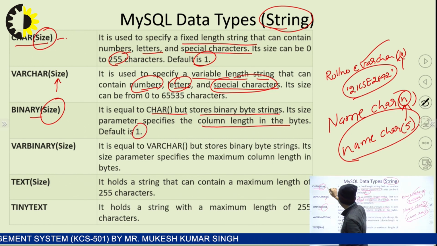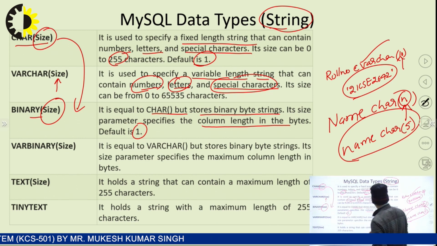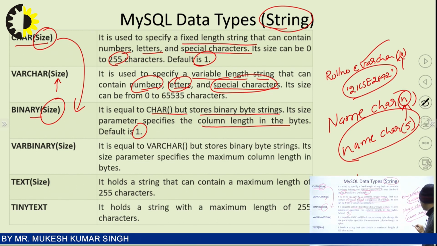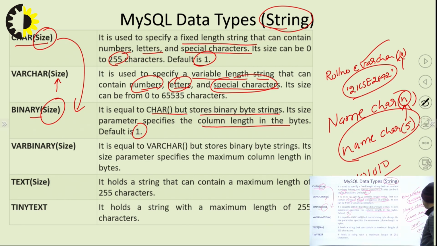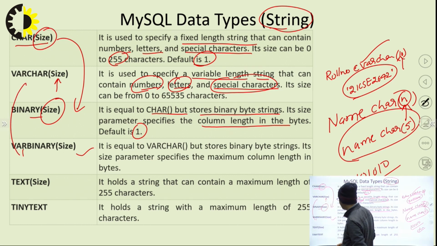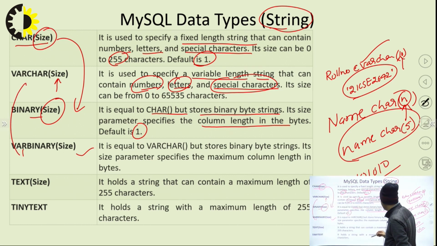Whatever the size of this, both are the same, but there is only one difference. If we are writing binary, then we have to write it in 1010 form. We cannot write char 1 something here. That's why the next one is VARBINARY(size). It is equal to whatever the size of the VARCHAR, the same size will be the VARBINARY, and it stores byte strings. The difference is that VARCHAR stores numbers, letters, and special characters, but VARBINARY stores byte strings in the form of 1010.